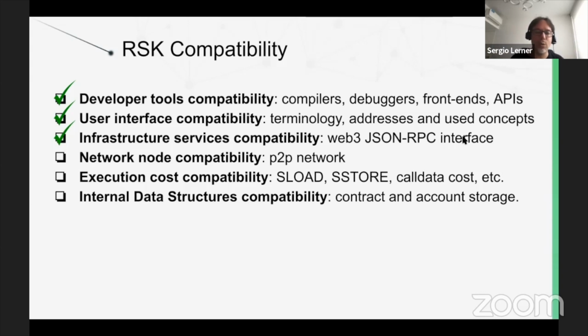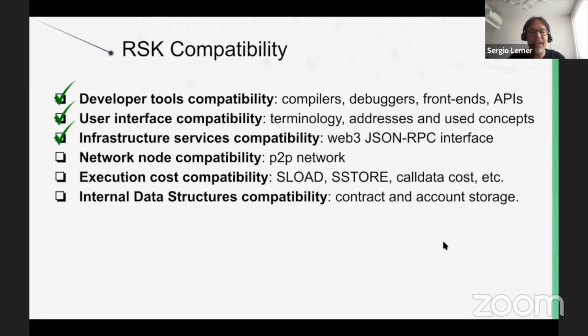If you want to hack into the node, you will see that the network messages are slightly different. Also, the costs of the different opcodes are different because Rootstock is optimized in certain ways. Certain opcodes are cheaper, certain others are more expensive. So if you are tweaking the gas cost of certain code, you may want to take a look at the different costs.